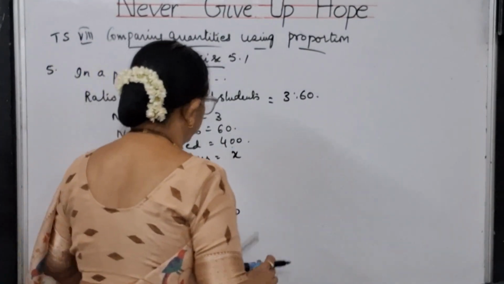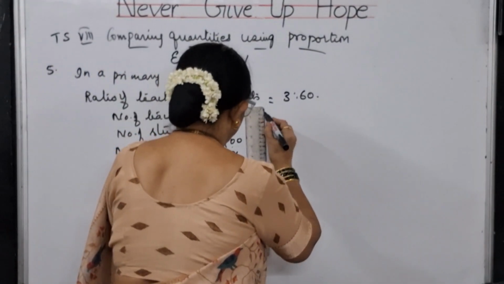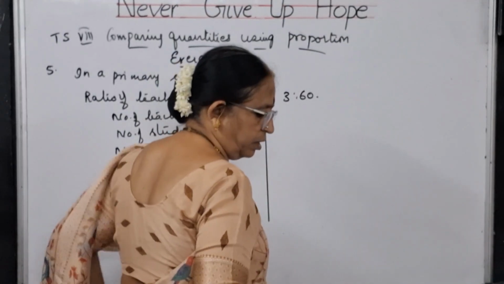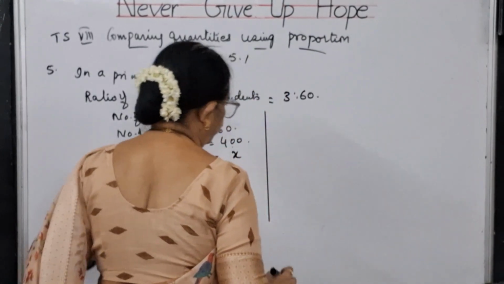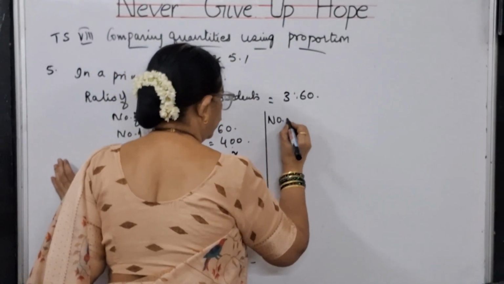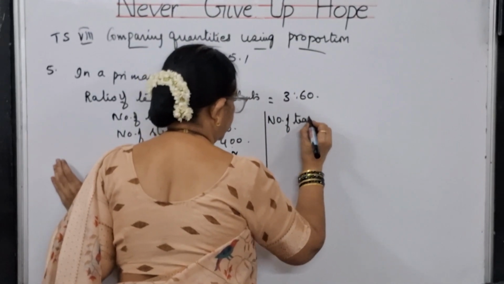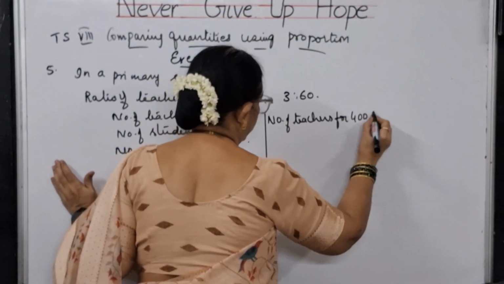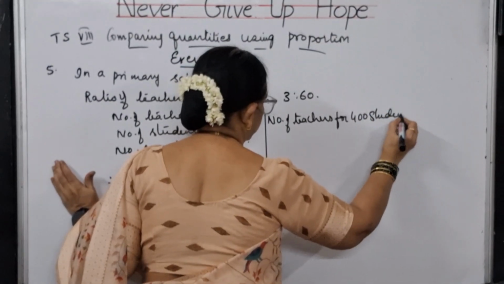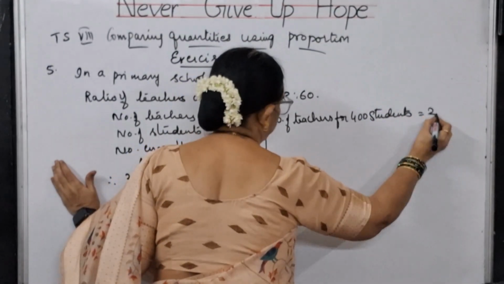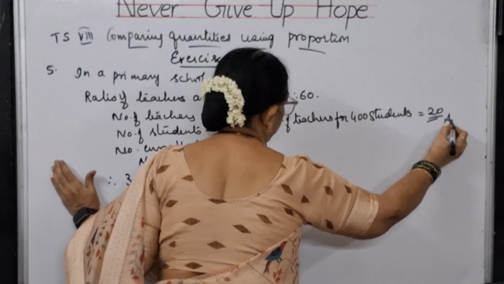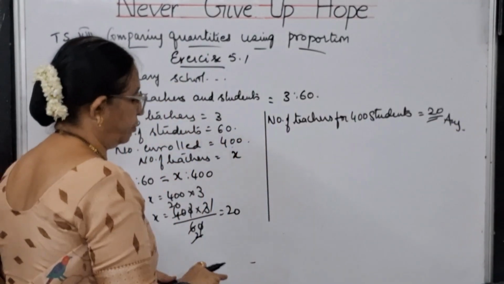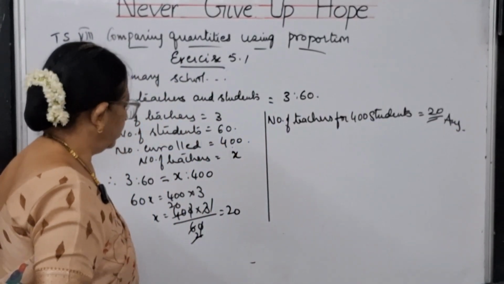So what do you mean by this? How many teachers should be there? So the number of teachers for 400 students is equal to 20. This is the answer, children. For the fifth problem, please note it down.